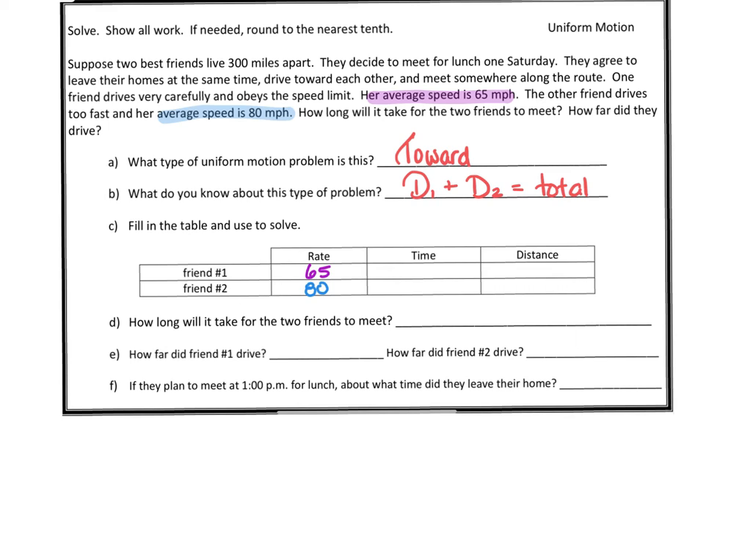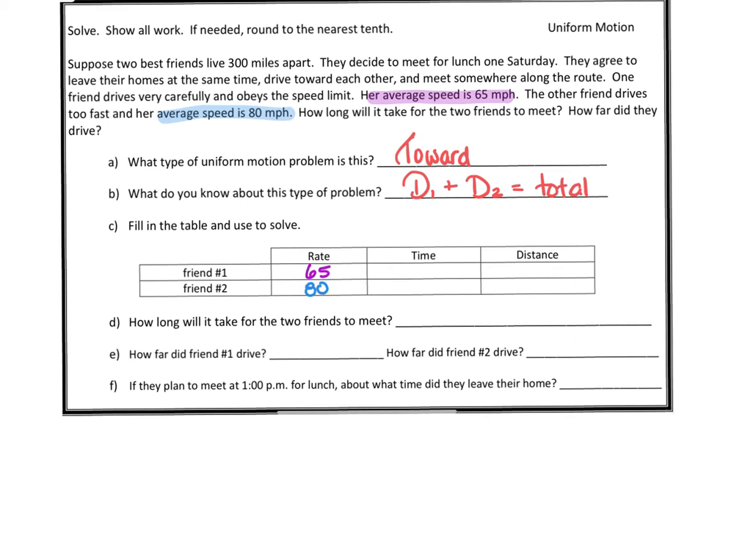All right. Do we know the time? We just know that they're going to meet on the way. So wherever they meet is where they're going to stop. They left at the same time. They're going to obviously meet at the same time. So their time should be the same, but we don't know what it is.